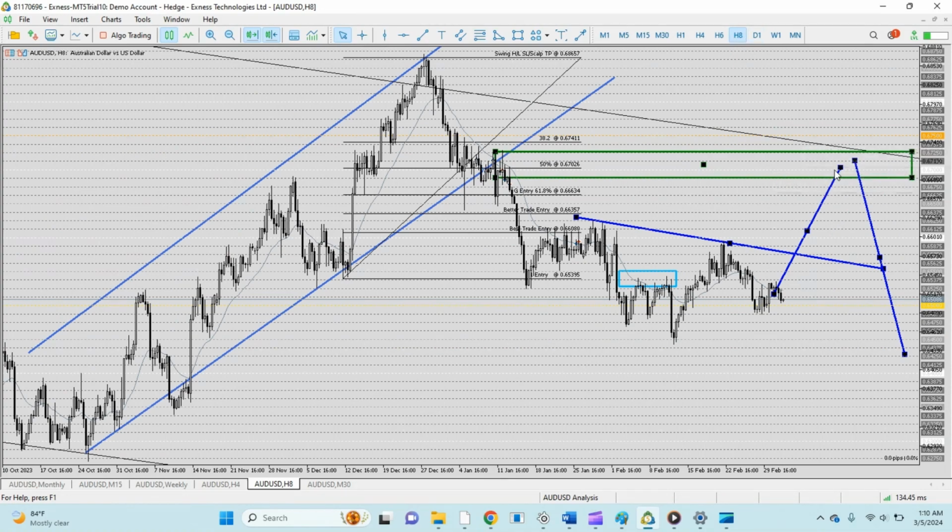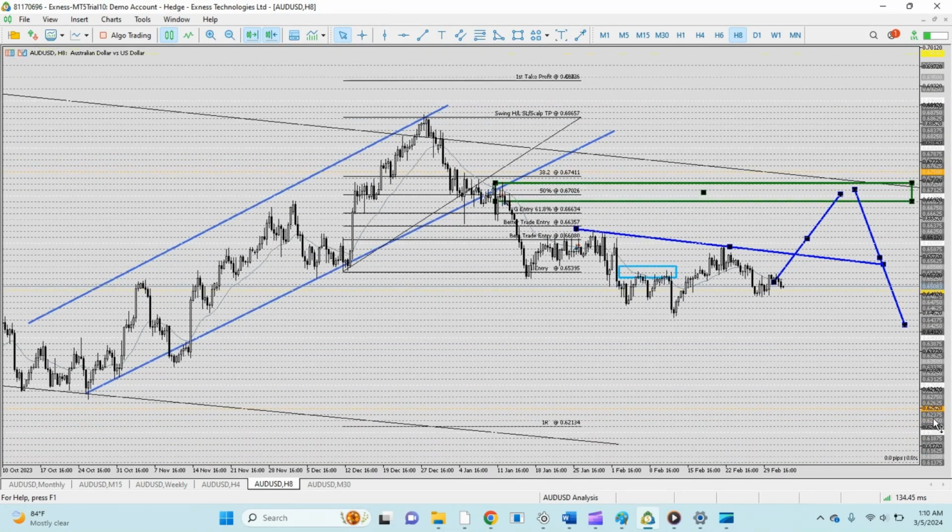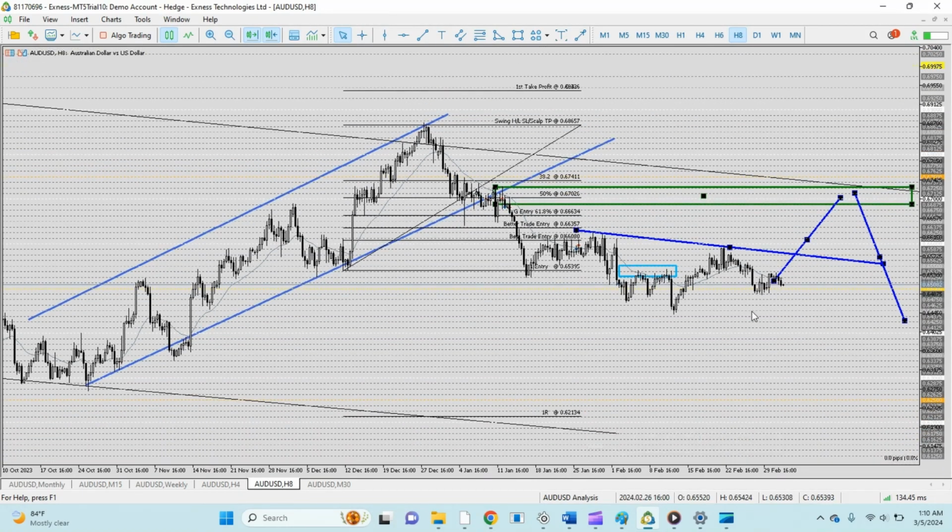So we are going to be waiting for price to approach this area and come down to this area. So we are expecting price to approach this area, then make a move down to this area. All these things are going to take time. So it's not something that happens overnight.